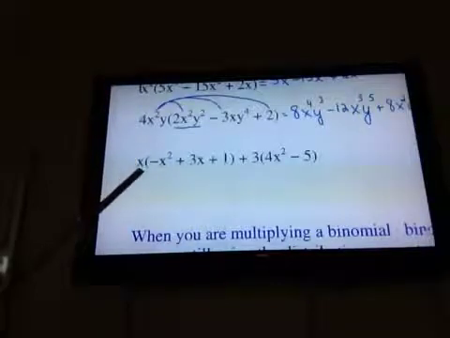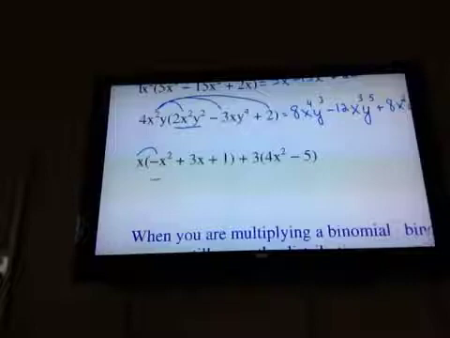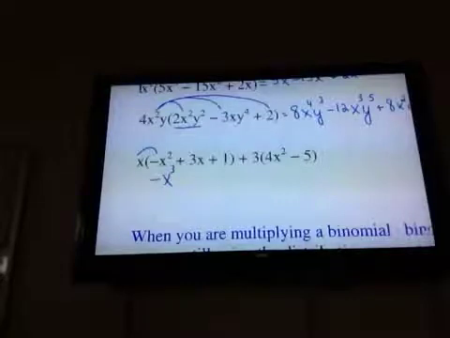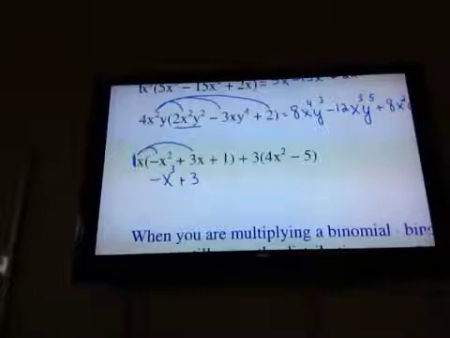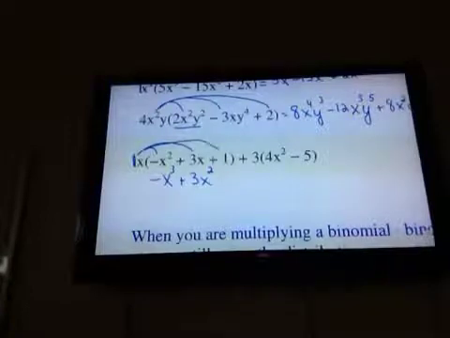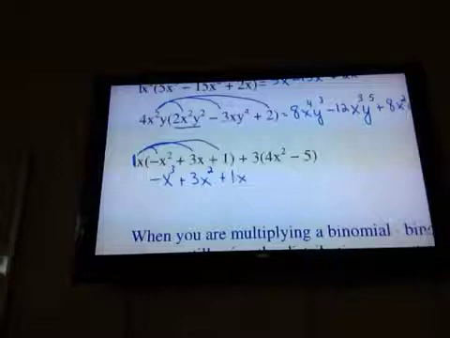Understood 1, understood negative 1. So 1 times negative 1 is negative. X times x squared, x to the third. One understood times 3 is positive 3. X times x, add those powers, x to the second. X times 1 is 1x, or just x, whatever you like. Doesn't matter. So I finished that parentheses. Go to the second one now.